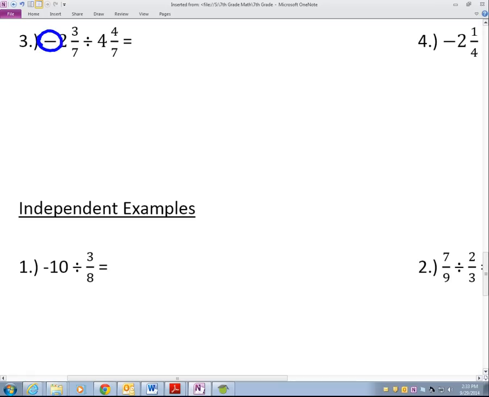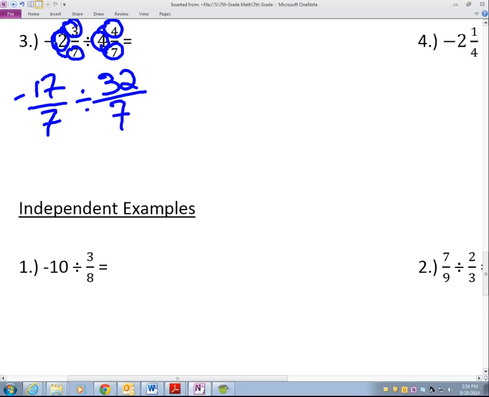So we have negative there, and there's only one of them, so we know that the quotient's going to be negative. First step that we have to do is make them improper fractions. To do this, we do 7 times 2 plus 3, which is negative 17, divided by 4, or 7 times 4, which is 28, plus 4, which is 32 sevenths. The next step is we're going to leave the front one as it is.